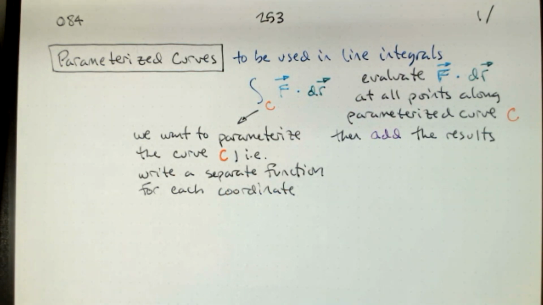Today, we're going to continue looking at parameterized curves. In particular, the context that we're going to be doing this in is line integrals. The idea is still the same. It's always the same in integration. We evaluate the expression, in this case, f dot dr, at all the points in the set described in the integral, in this case, a parameterized curve C, and then we add the results. So the new skill that we need to acquire is how to parameterize a curve.